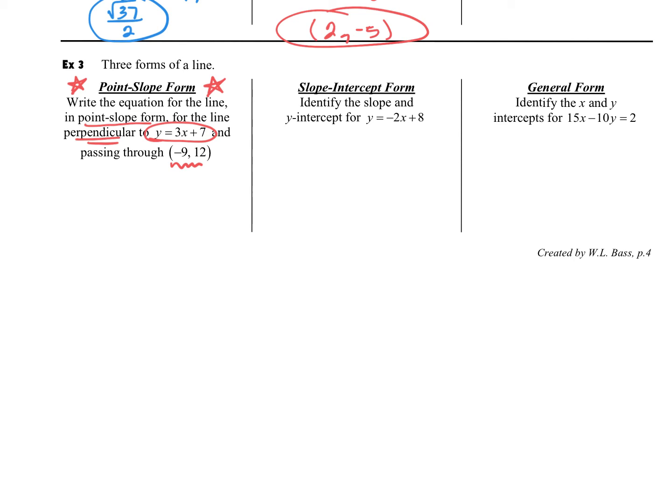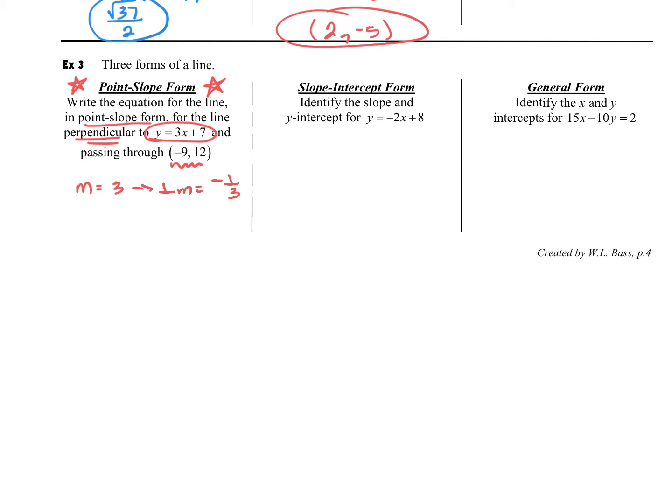So the first thing that we want to do is look at the given line and identify what is the slope. And the slope of that line is 3. It's just this nice coefficient. That means that the perpendicular slope is going to be the opposite reciprocal, or a negative 1/3.